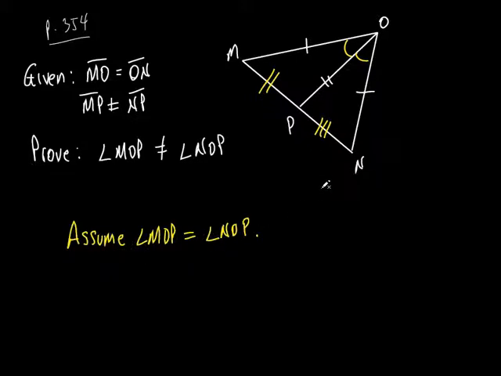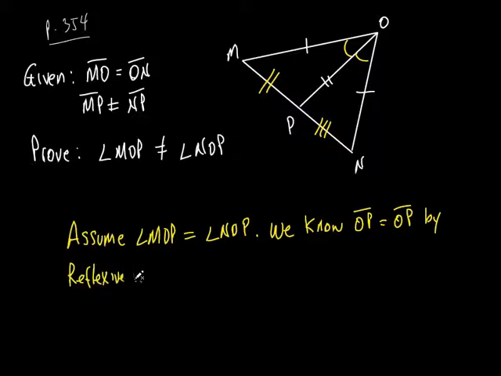We can also say... I'm just writing it out in paragraph form. You don't even have to say we know, but you could just say that line segment OP equals line segment OP by the reflexive property. Reflexive property. All right, so we know that's true. And so what must be true then? So triangle MOP would be what?